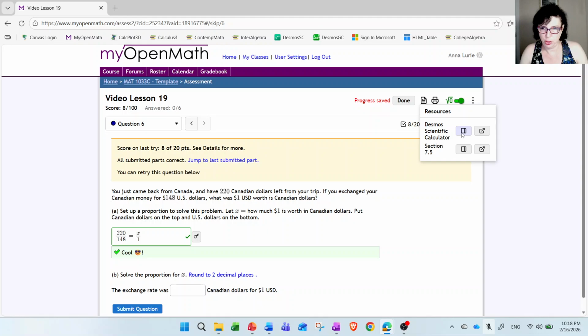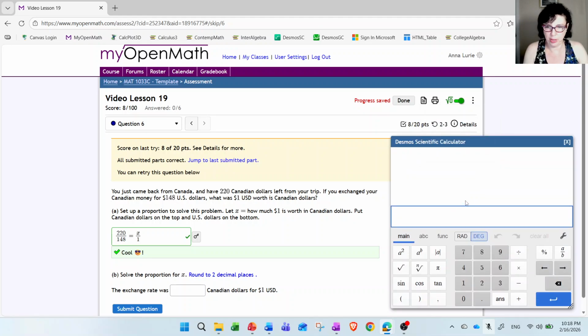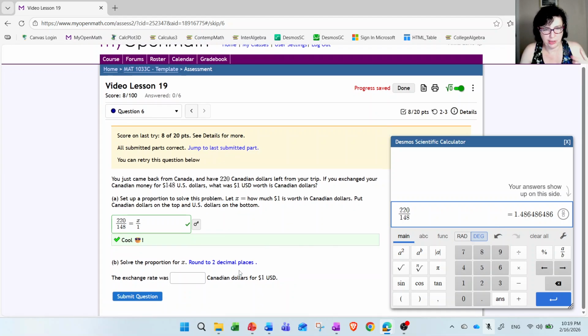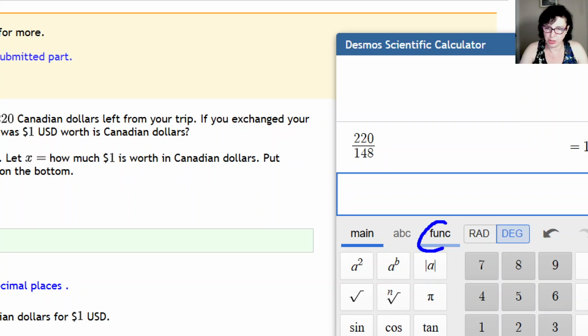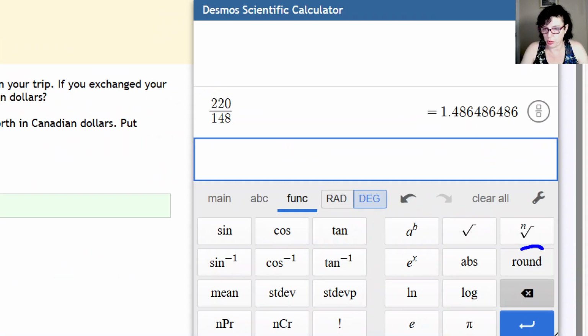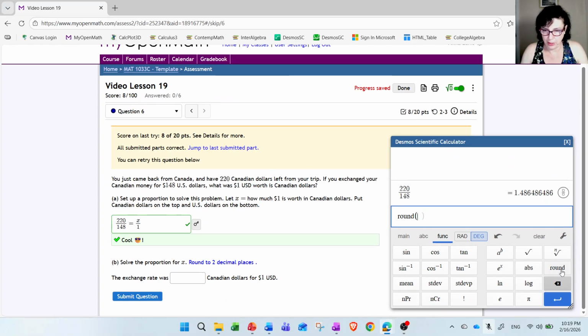All right, let me show you in Desmos. So I'm going to take 220 divided by 148. Now, this answer is not rounded correctly because it says round to 2 decimal places. You can round yourself, but I also wanted to show you a handy function that you can use to round without knowing how to round. If in Desmos you go to functions, which is right here, and then there is a function called round over here. You click on that.